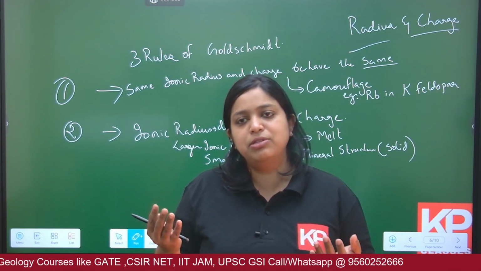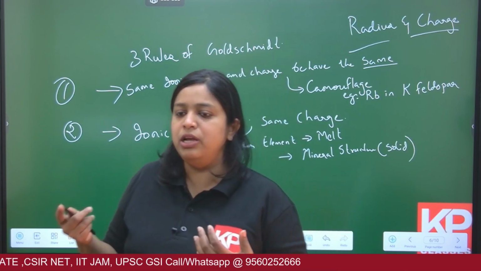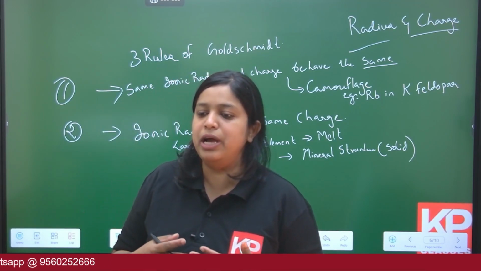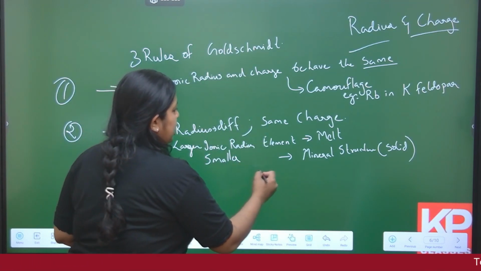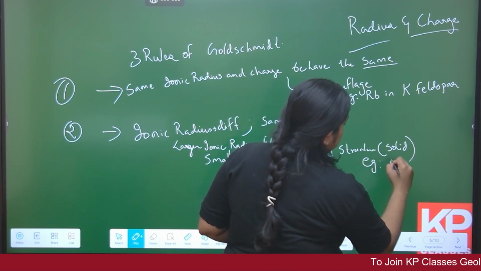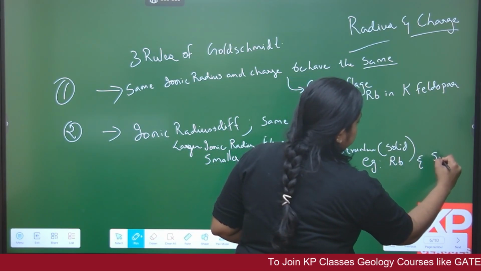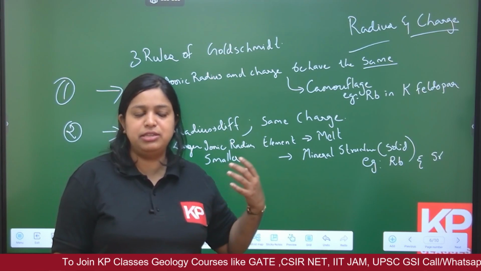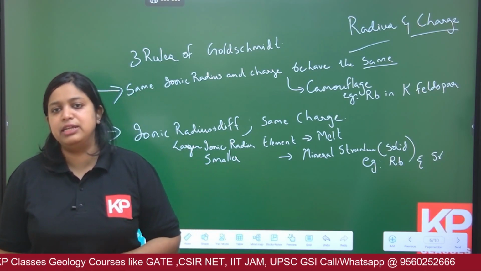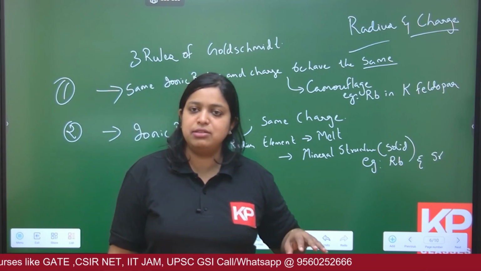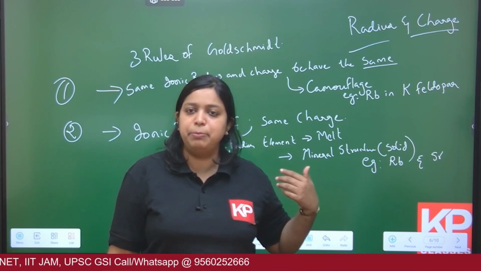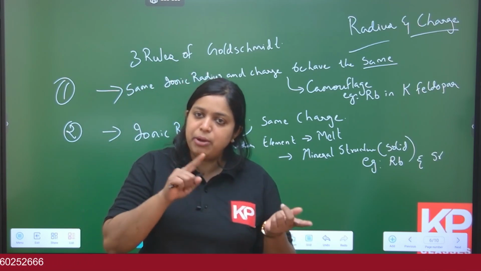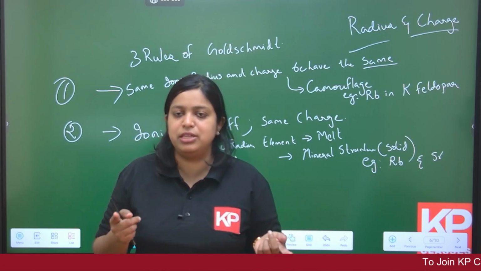So even if both elements have the same ionic charge, one can be incorporated more than the other. For example, strontium and rubidium. Rubidium and strontium both have the same charge, but rubidium has a much larger ionic radius than strontium. So what happens when crystallization occurs? Rubidium will prefer to stay in the melt compared with strontium.